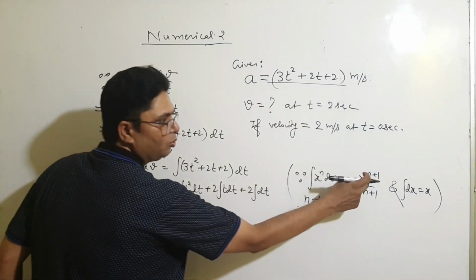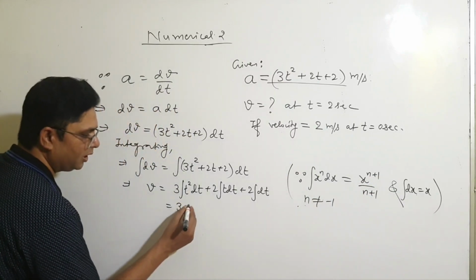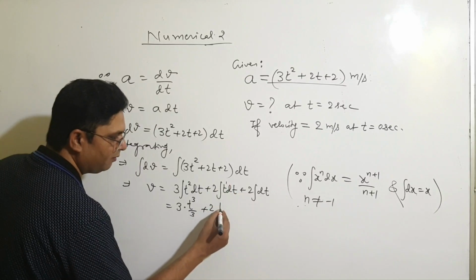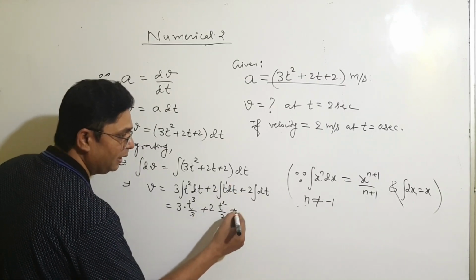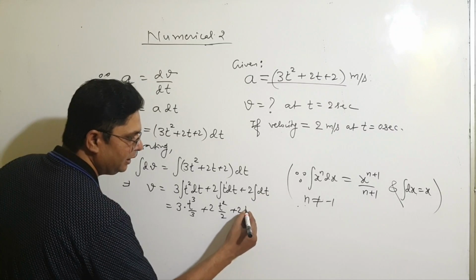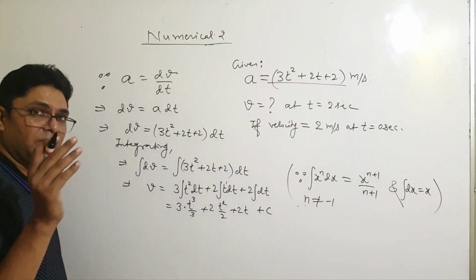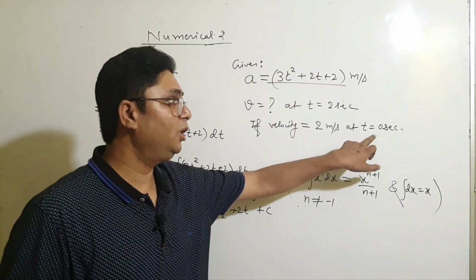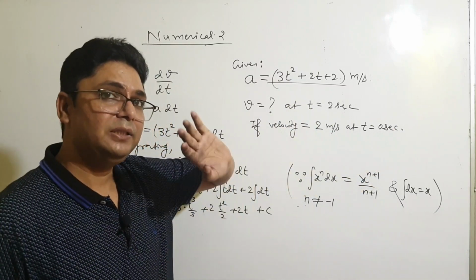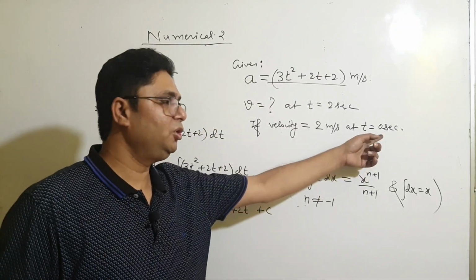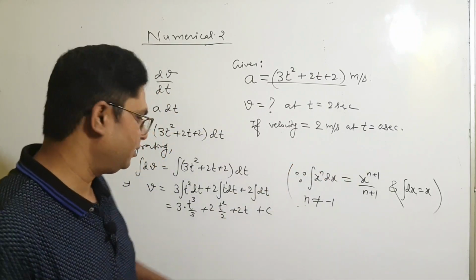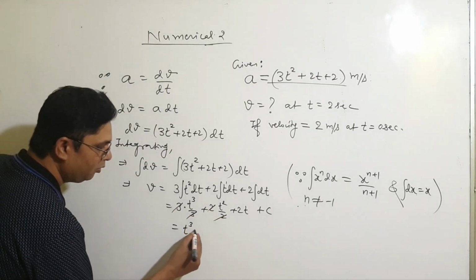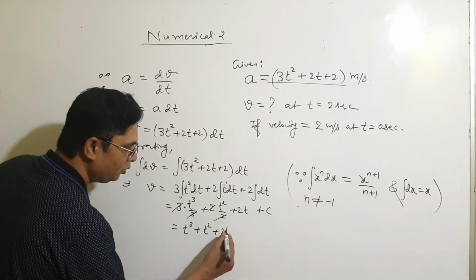Power is 2, so 2 plus 1 is 3, and 2 plus 1 is 3. So here you have t³ upon 3 plus 2. Its power is 1, so you have t^(1+1), that is t², upon 2. And here integral of 2 dt is 2t. Plus c, a constant. I am giving a constant here because velocity equals 2 meter per second at t equal to 0 second, which means this integral also works when t equals 0. Cancel this, cancel this. So you have t³ plus t² plus 2t plus c.